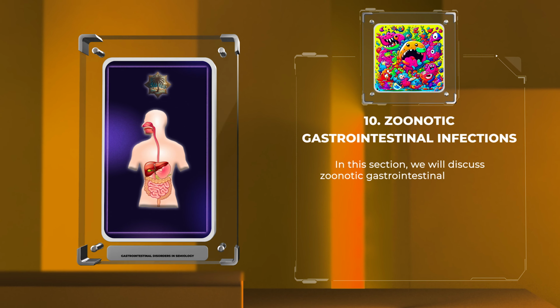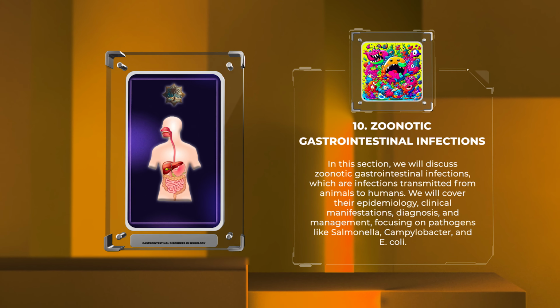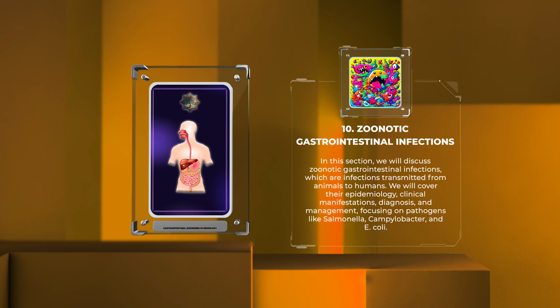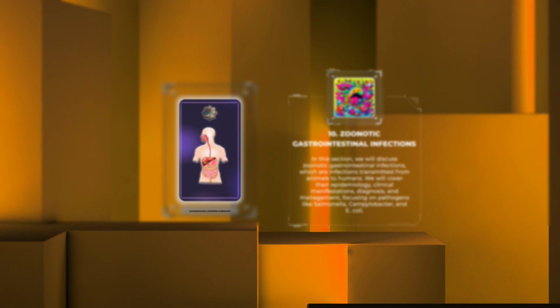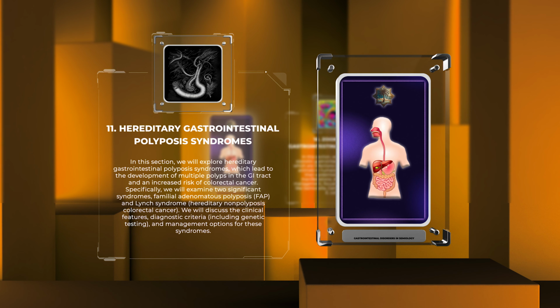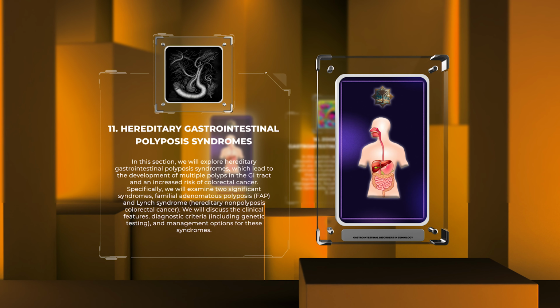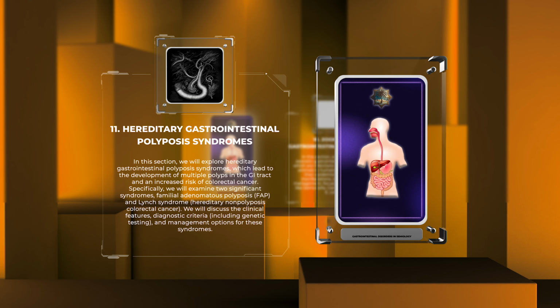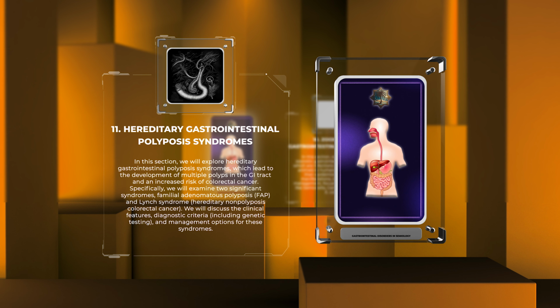In this section, we will discuss zoonotic gastrointestinal infections, which are infections transmitted from animals to humans. We will cover their epidemiology, clinical manifestations, diagnosis, and management, focusing on pathogens like Salmonella, Campylobacter, and E. coli. In this section, we will explore hereditary gastrointestinal polyposis syndromes, which lead to the development of multiple polyps in the GI tract and an increased risk of colorectal cancer. Specifically, we will examine two significant syndromes, familial adenomatous polyposis, FAP, and Lynch syndrome, hereditary non-polyposis colorectal cancer. We will discuss the clinical features, diagnostic criteria, including genetic testing, and management options for these syndromes.